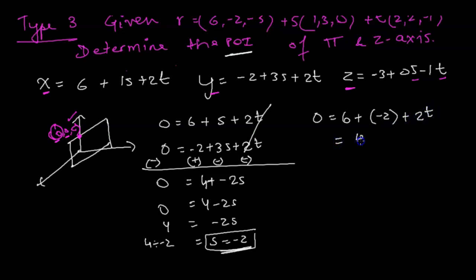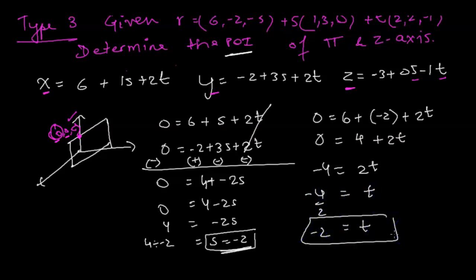So 6 plus minus 2 gives me 4, plus 2t is 0. When I move 4 here, it becomes negative 4 equal to 2t. So t would be equal to negative 4 divided by 2. That is a negative 2. It's by chance that we're able to get the same s and t value, but it's not that we will always get the same s and t value.